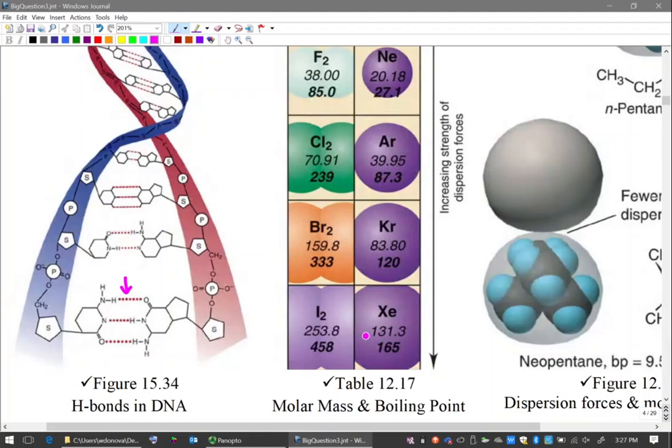Makes for an easy exam question if you know it's coming. Which kind of attraction holds the complementary strands of DNA together? Covalent bonds, ionic bonds, hydrogen bonds, this, that, something else.